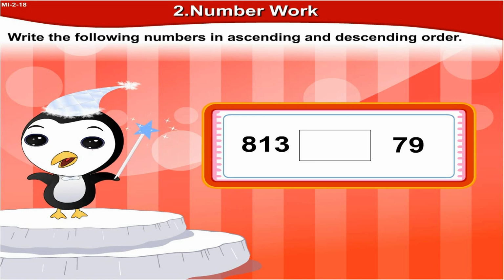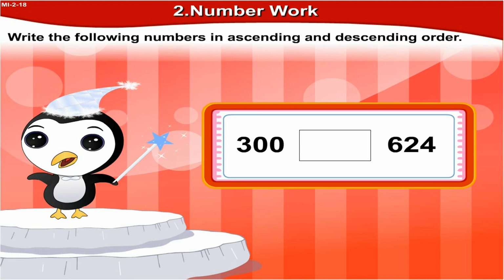813 box 79. Now 813 is greater than 79. So we'll put a sign of greater facing towards 813. 300 box 624. Now here 300 is lesser than 624. So we'll put a sign of lesser towards 300.